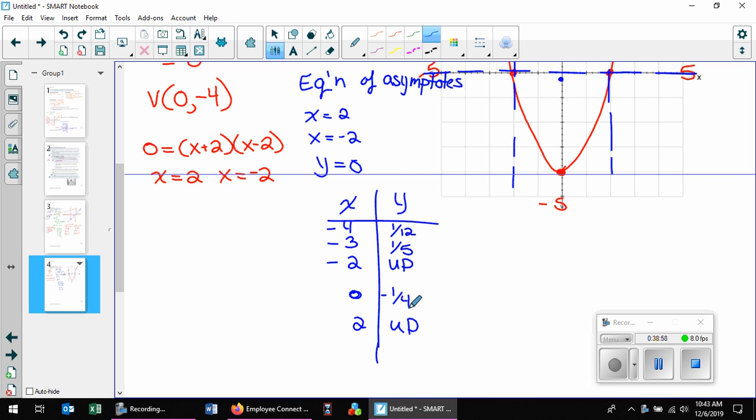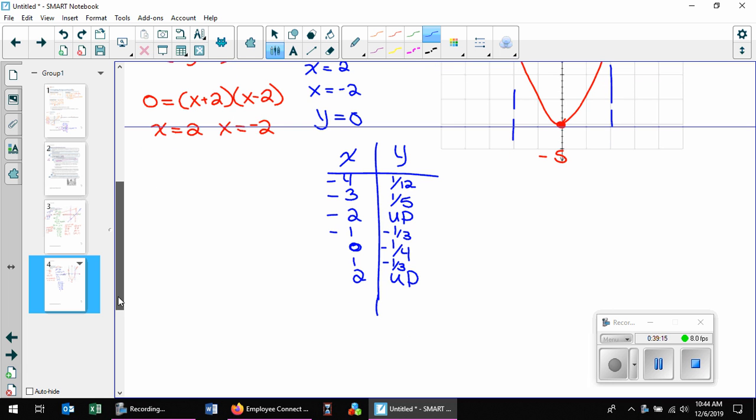Right? That's the y-intercept. That's okay there. So if I pick -1 and +1, it'll be a -3rd. And this would also be a -3rd. And then I'm going to pick values to the right of that last asymptote. So we'll do 3 and 4. And what we should find is that it's symmetrical.